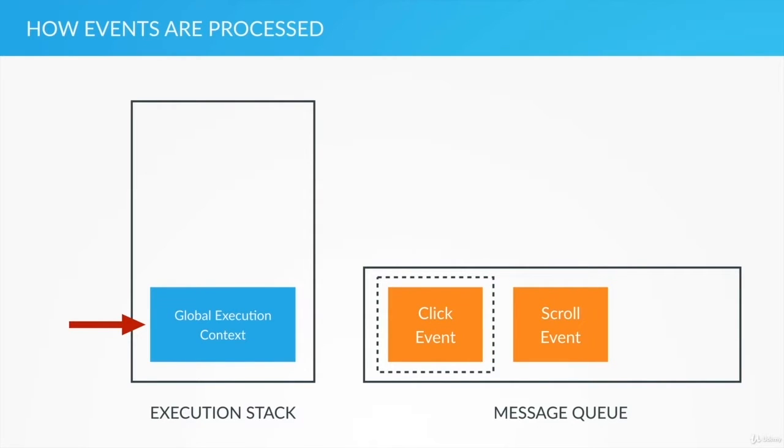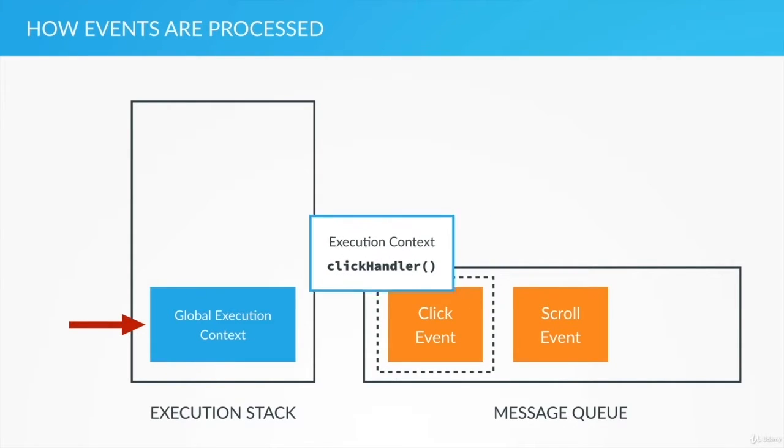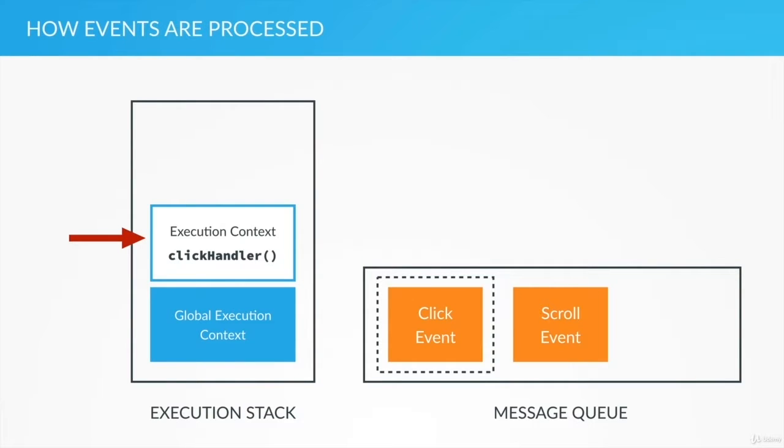Remember from the last slide that we can have something called an event listener, which is a function that reacts to an event. So that event listener is now called. And since it's a function, it gets its own execution context, which is then put on top of the stack and becomes the active execution context. So this is how events are processed and how event listeners work. So let's now use what we just learned in practice in the rest of the lecture.